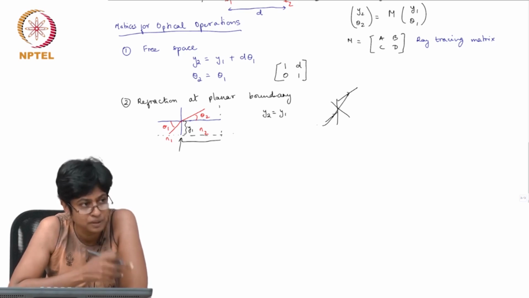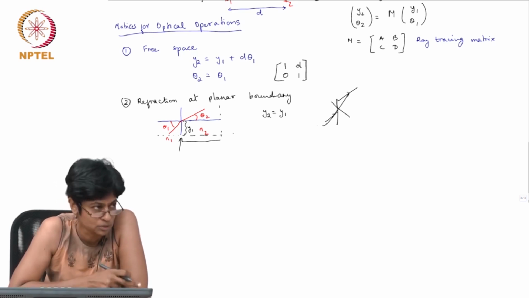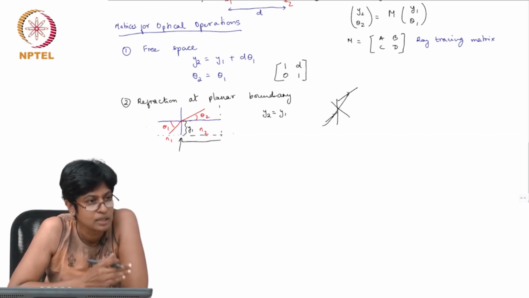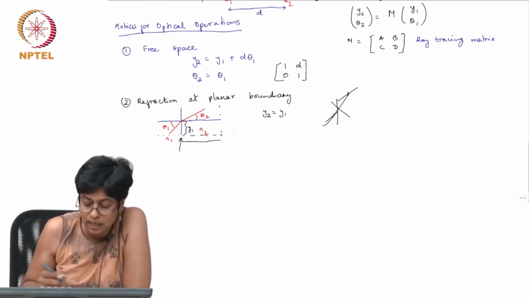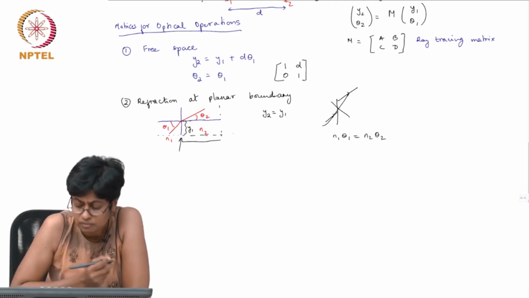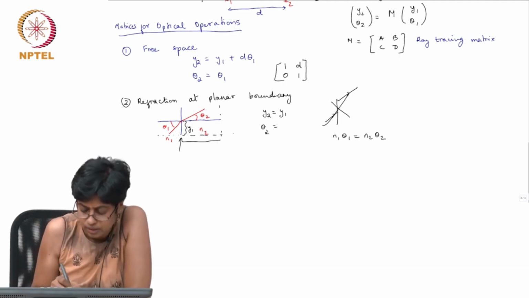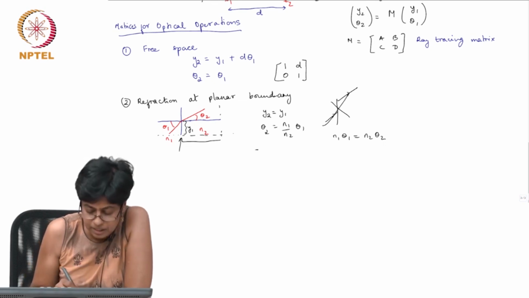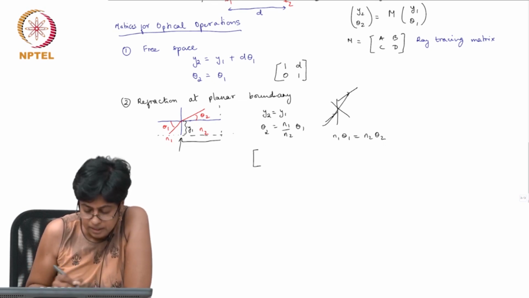But unlike the previous case, the angle is going to change because you have refraction at the surface. We are talking about paraxial rays, so I can write my Snell's law as n1 theta 1 is equal to n2 theta 2. In other words, theta 2 is n1 by n2 theta 1. My ray transfer matrix in this case is 1 0 0 n1 by n2.